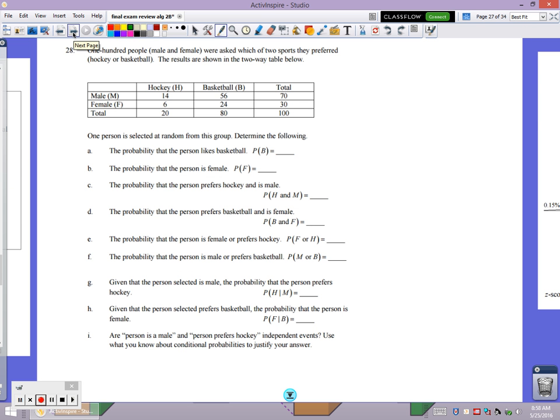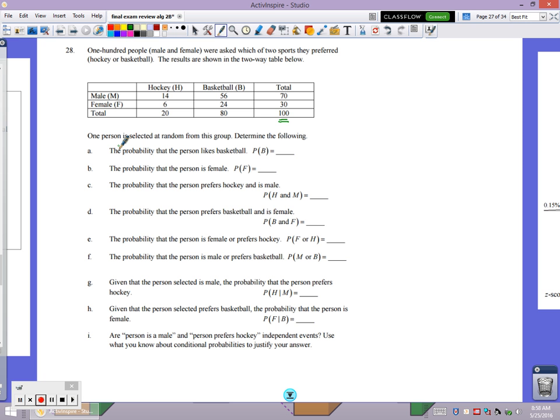Two-way tables. All right, so we have 100 people, there's our total. 100 people, male and female, were asked which of the two sports they preferred, hockey or basketball. The results are shown in the two-way table. So we have hockey total, basketball total, male total, and female total. And then these are more specific: males that like hockey, males that like basketball, females that like hockey, females that like basketball.